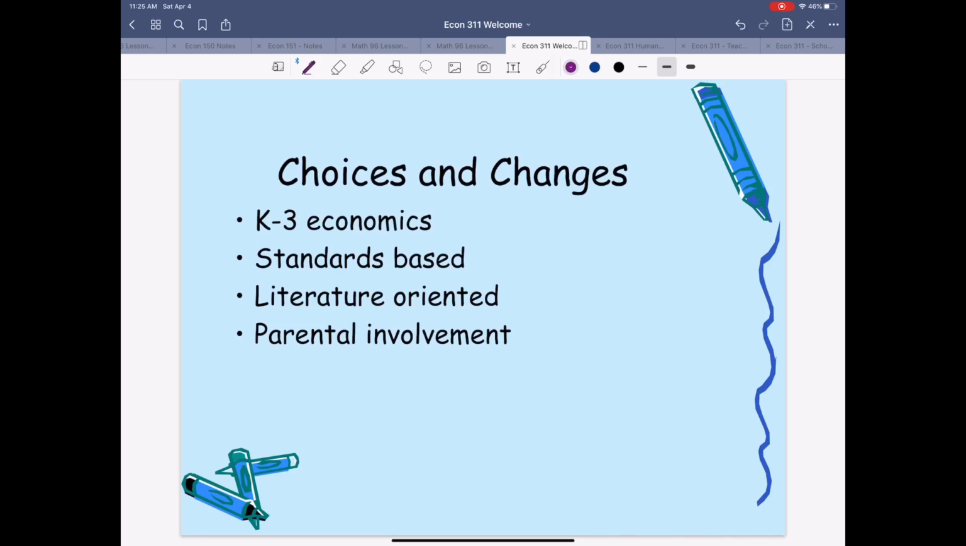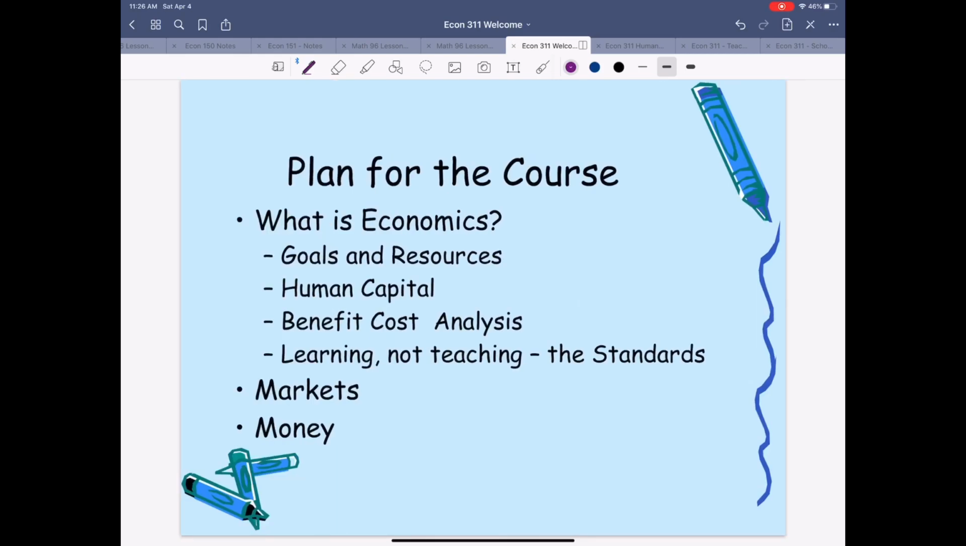So Choices and Changes is going to be our K through 3 curriculum, and we'll look at lots of great stuff in there. It's standards based. It's literature oriented, and you probably already can see that in this lesson here, we incorporate literature to help reinforce the understanding of concepts. And this curricula also involves the parents in a big part, because it's so important that what they learn at school is reinforced at home. And it's done in ways that are fun and engaging for the parents.